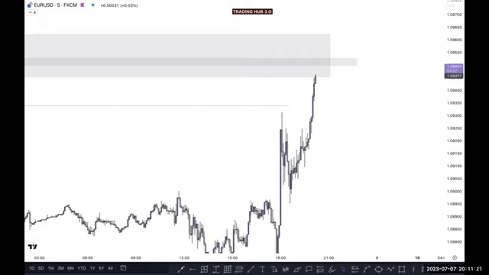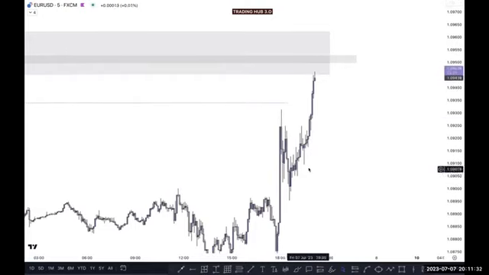Sir, I'm showing you part. Can we take entry now? No, sir, we can't take entry. You have to wait for it to create a single candle order block in a higher time frame, or break this low in a lower time frame, then we can trade.